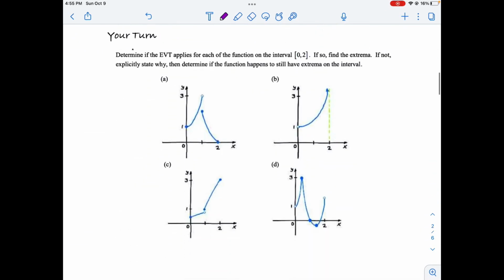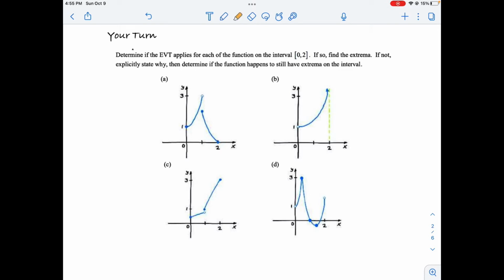Make sure you have a good understanding of the extreme value theorem. I want you to tell me if on the interval from 0 to 2, does the extreme value theorem apply? And if not, express why not. If it does, then find extremas. If it does not, express why it does not, and then determine any extremas that might still occur. Because the extreme value theorem doesn't say there cannot be extremas, it just guarantees there are.